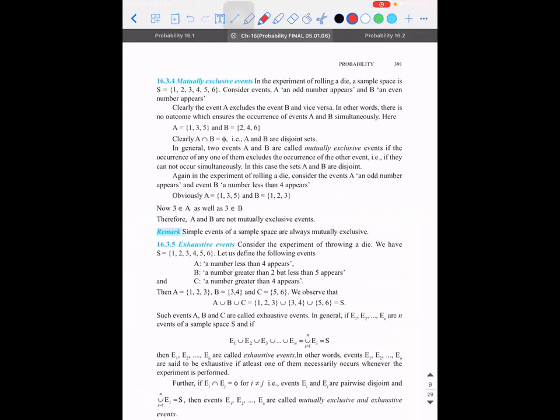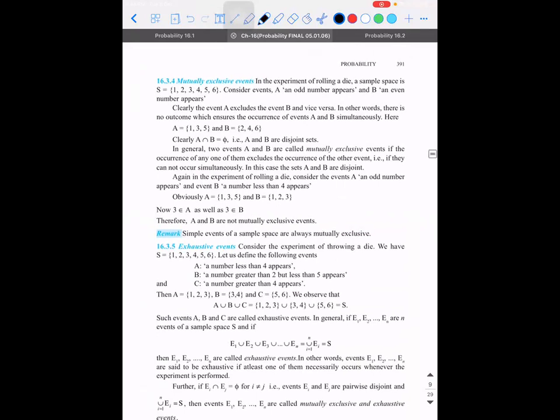Let's take an example itself. In the experiment of rolling a die, the sample space is 1, 2, 3, 4, 5, 6. Consider the event A as an odd number appears. Event B is an even number appears.